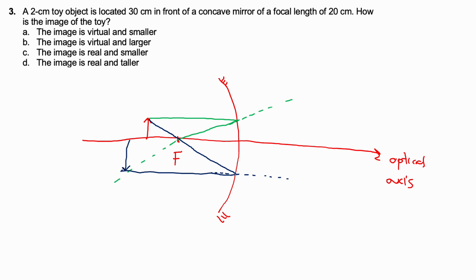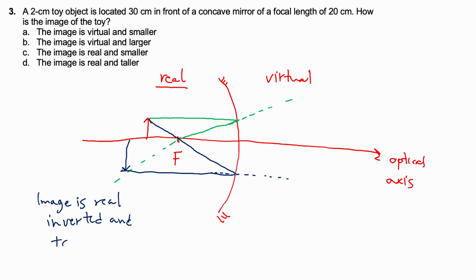So the image, and if you remember on the mirror, we were saying that everything on the left is real and everything on the right side of the mirror surface is virtual. So the image, which is the intercept point, is real, inverted, and taller. So within the answers, the correct answer is: the image is real and taller.